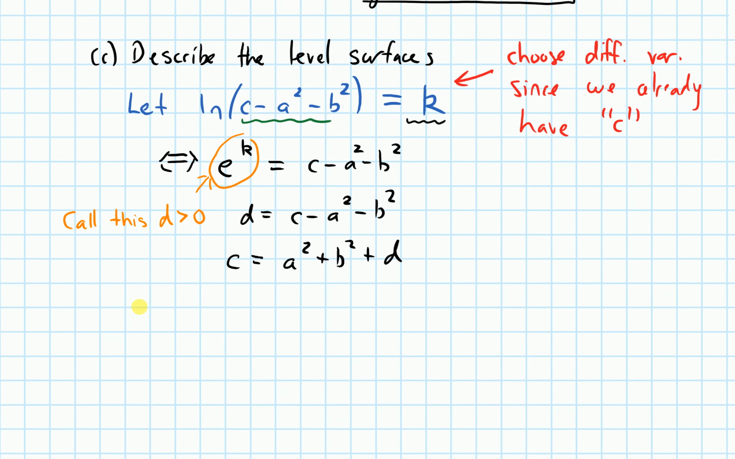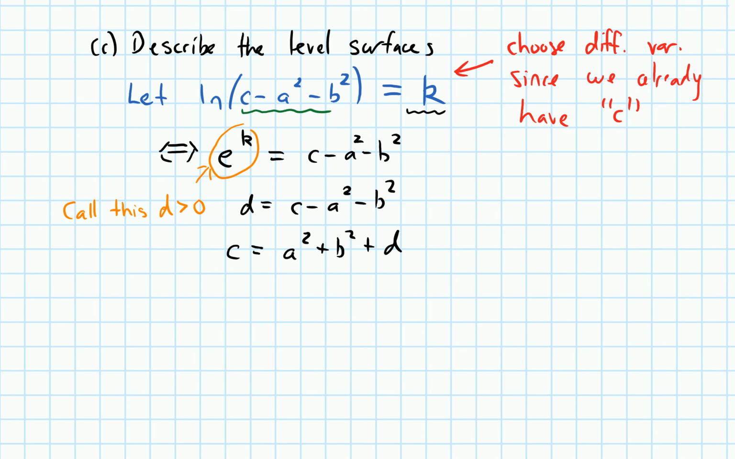Okay, so my level surfaces have this form. In terms of the shape of this graph, keep in mind that d is just some constant, some positive number. This is an elliptic paraboloid. It's an elliptic paraboloid that's been shifted. That's what the d does. It's been shifted, and since d is a positive number, it's been shifted up by d. Okay, so let me draw one specific example.